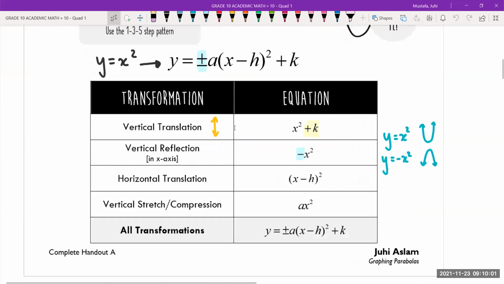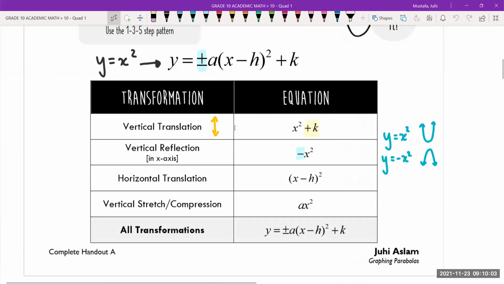Then I told you that we're going to take our parent function, like the original parabola, and we're going to do a bunch of stuff to it. We're going to move it side to side. We're going to move it up and down. We're going to reflect it, flip it over, and then we're going to stretch and compress it. Basically, those are called transformations, and we're going to do them one at a time. And finally, once we've done all 4 of them, we're going to put everything together and see what happens when all of them are applied at the same time.